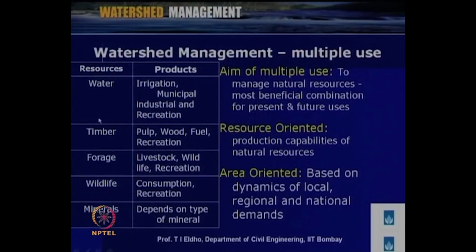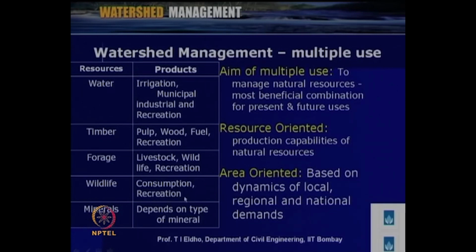Now, in this slide I have put a table where the various resources are listed and their products within the perspective of multiple use. Say, for water, we use it for irrigation, municipal, industrial and recreation purposes. For timber or the forest, we look at pulp production, then uses for wood, fuel and recreation. For forage, we look within the perspective of livestock, wildlife and recreation. For wildlife, it is consumption, then recreation and other facilities.